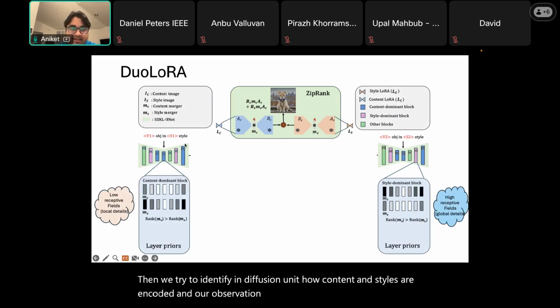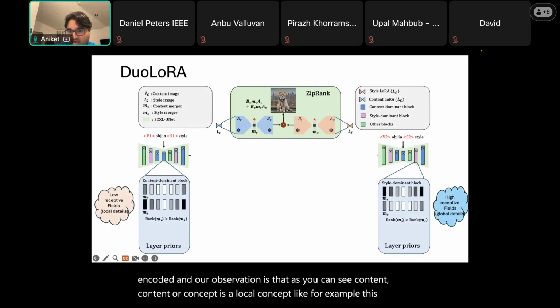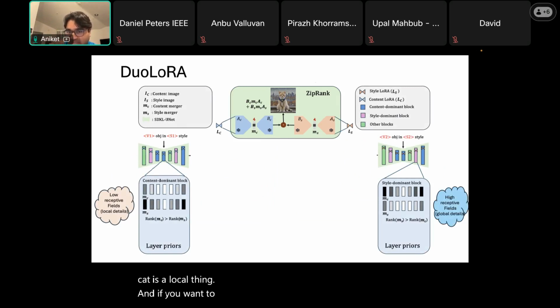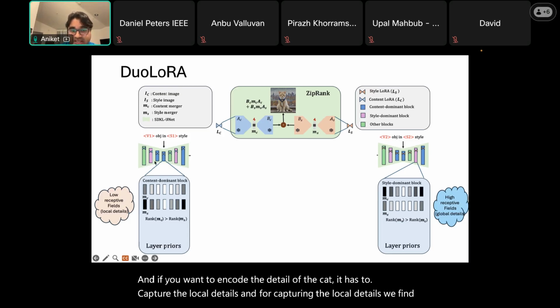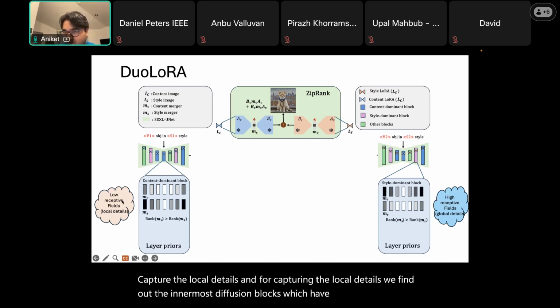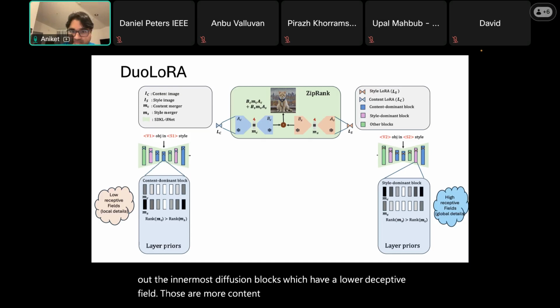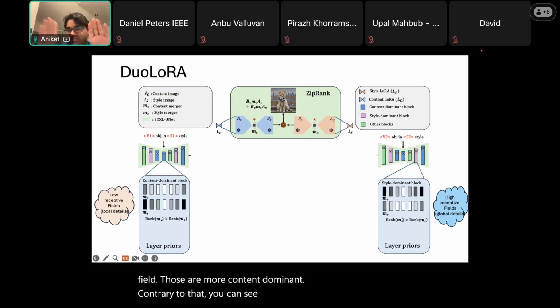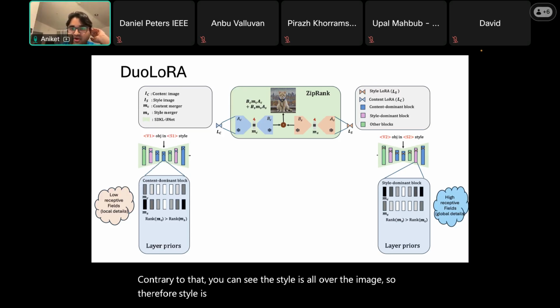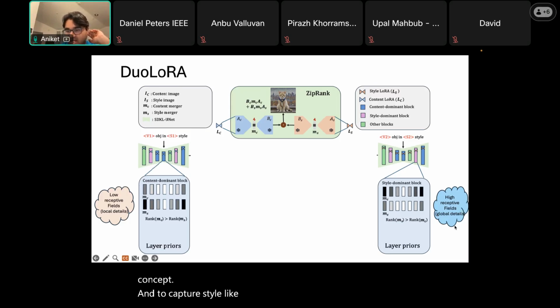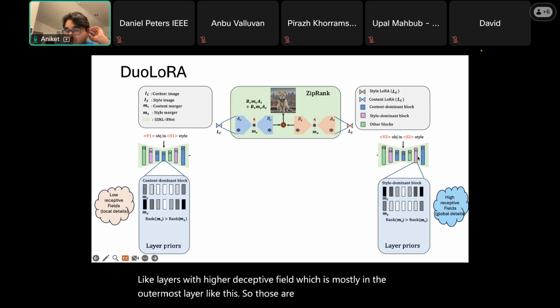Now, once we have that, we try to identify in the diffusion UNet how content and style are encoded. Our observation is that content or concept is a local concept. For example, this cat is a local thing, and to encode the details of the cat, it has to capture the local details. For capturing local details, we found the innermost diffusion blocks, which have a lower receptive field, are more content dominant. Contrary to that, style is all over the image, so style is more of a global concept. To capture global concepts like style, we identified layers with a higher receptive field, mostly in the outermost layers like this. Those are more style dominant blocks.